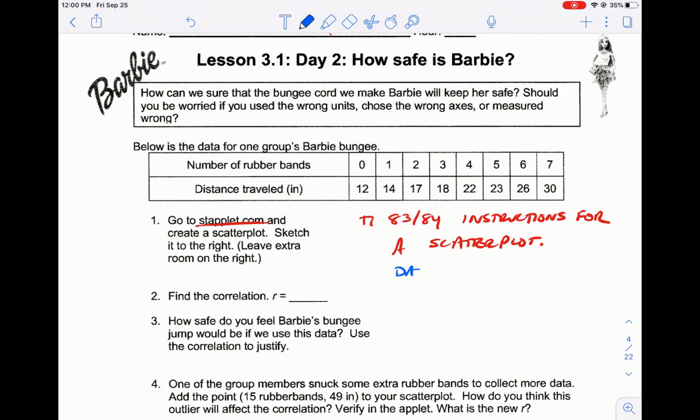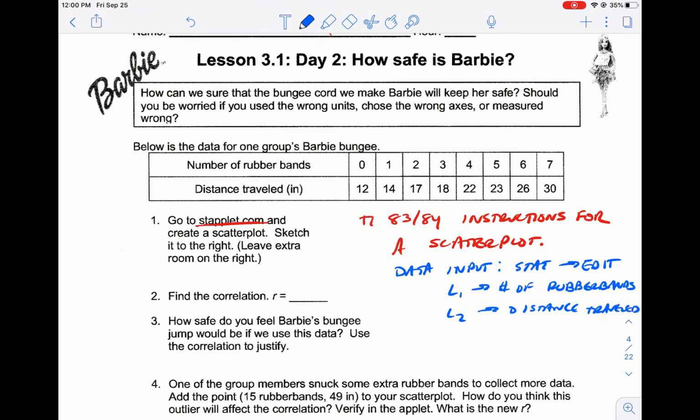Okay, so the first thing that we need to deal with is the data. So the data input. Data input looks like this. You're going to go to Stat, and you're going to go to Edit, and in L1, you're going to put number of rubber bands. That's going to be your explanatory variable, your X variable. Your L2 is going to be your distance traveled. And now you have your data. So your calculator has your data in there.